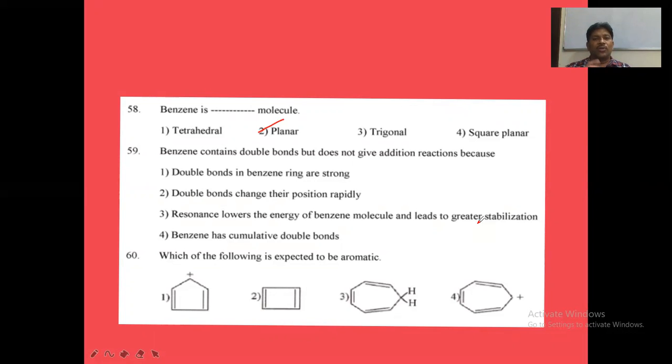to exhibit what? Substitution reactions. So this is the answer. Now, the third option is the correct answer. And the 60th, the last one.